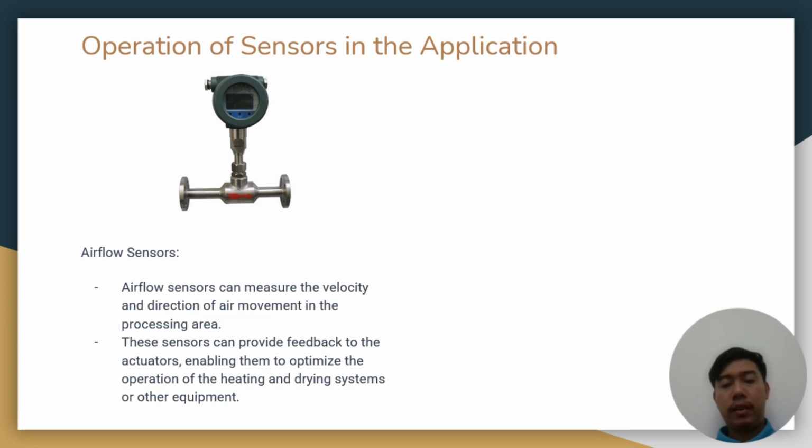Next, last but not least, the airflow sensor. The airflow sensor can measure the velocity and direction of air movement in the processing area. This sensor provides feedback to the actuator, enabling it to optimize the operation of the heating and drying system or other equipment. For instance, if low airflow is detected, the actuator can adjust the fan or damper to increase air circulation and improve the drying process.